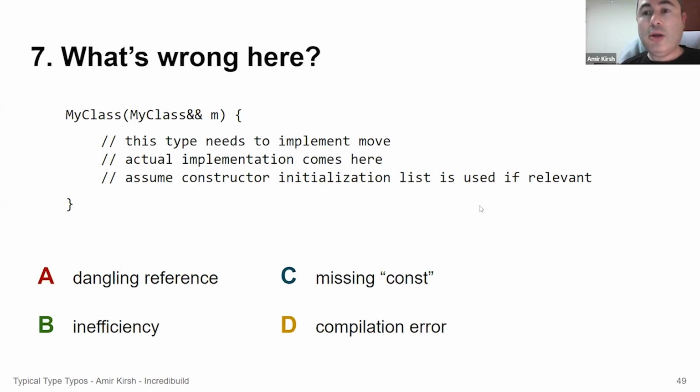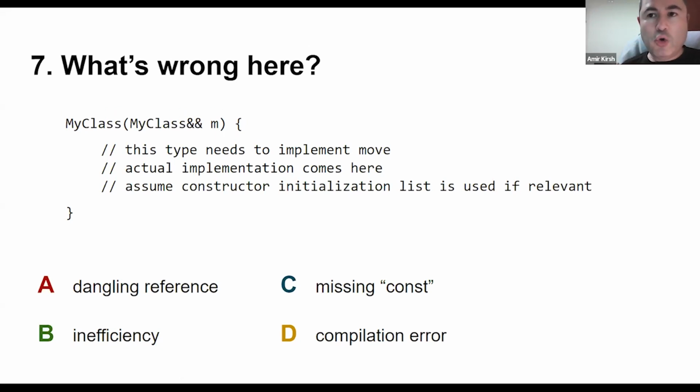Let's have the poll, and you can cast your vote on this one. It's a very short piece of code. We just have the signature of the move constructor. And I'm telling you that something in the signature is bad. What's bad? Maybe something that would create a dangling reference, inefficiency. Am I missing a const qualifier somewhere, or maybe a compilation error? Let's give you 5 seconds. I know it's not much time, but you should think fast or guess.